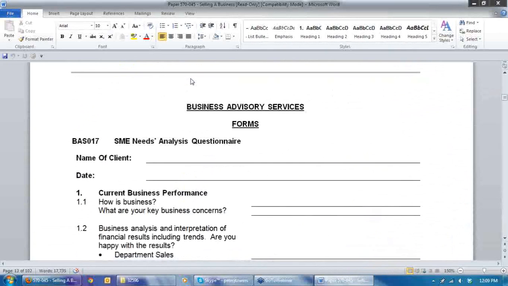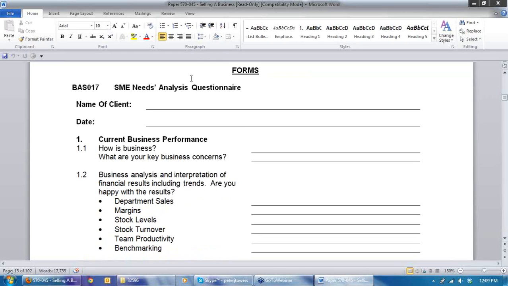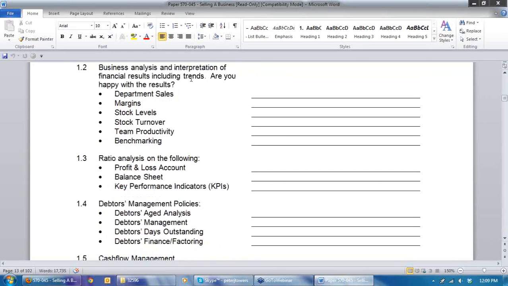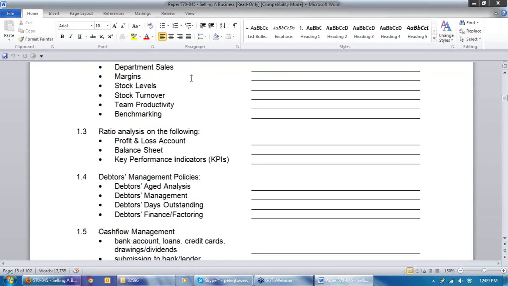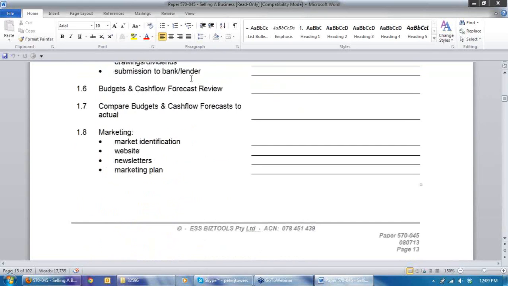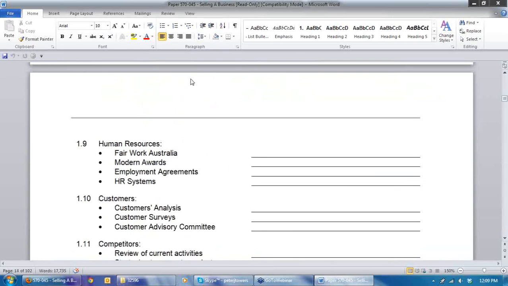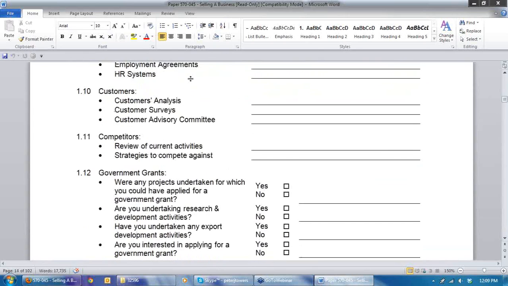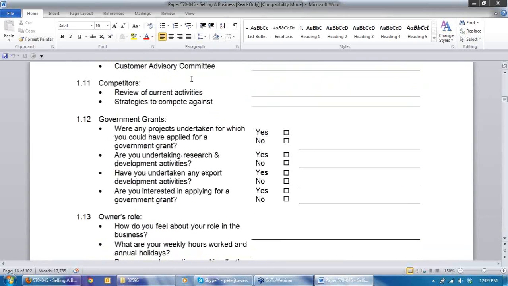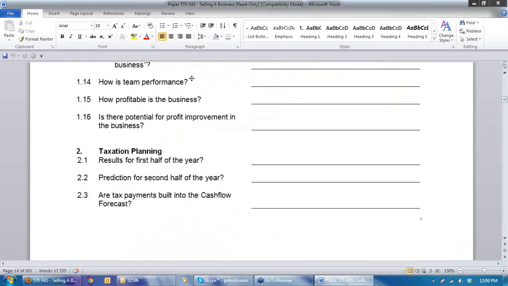So we could then go into the forms themselves. The first form that we are going to look at is the SME needs analysis. Now this is a very detailed document that enables you to have a conversation with the client about a whole range of issues affecting the client's business. The aim being for the client to have utilized this document to identify the areas of concern within their business.